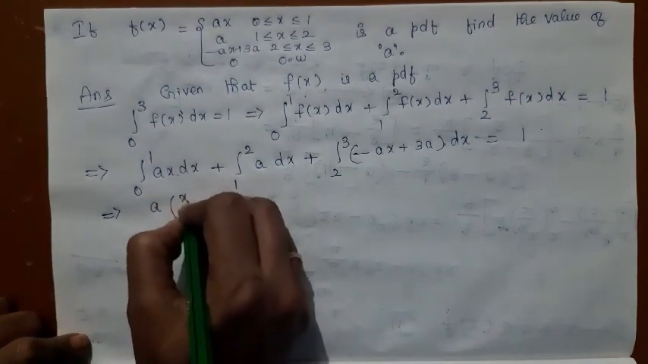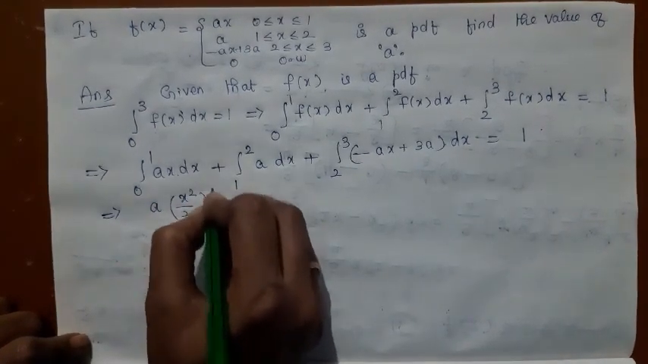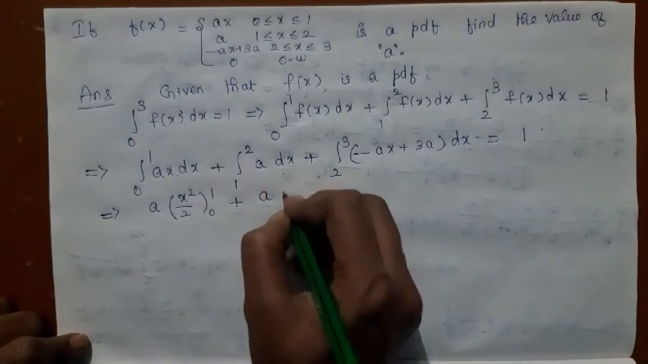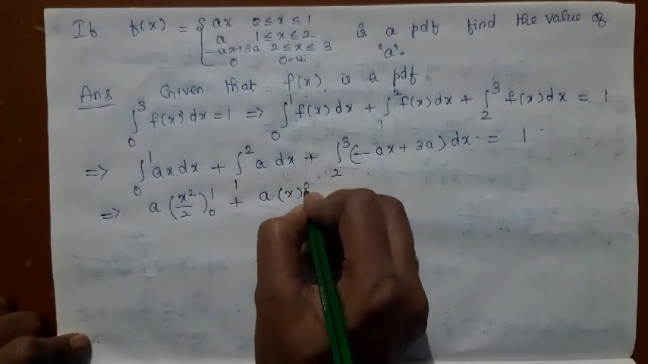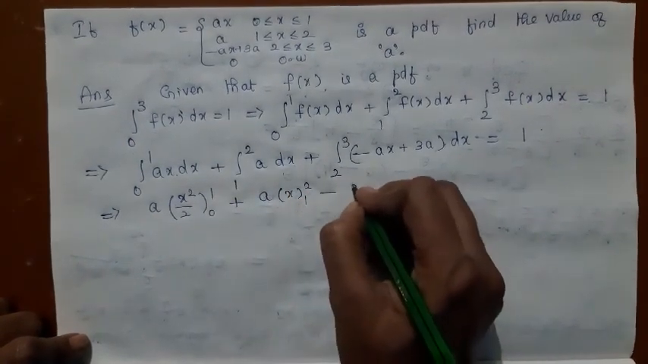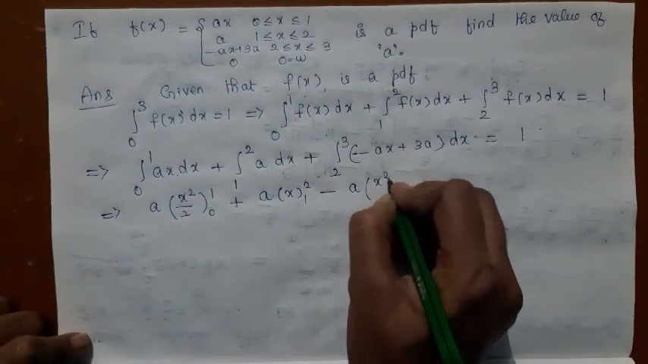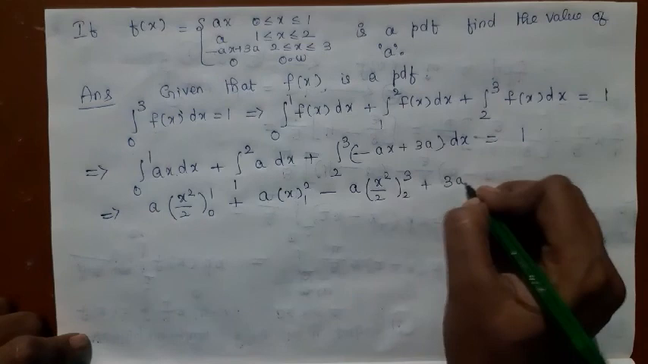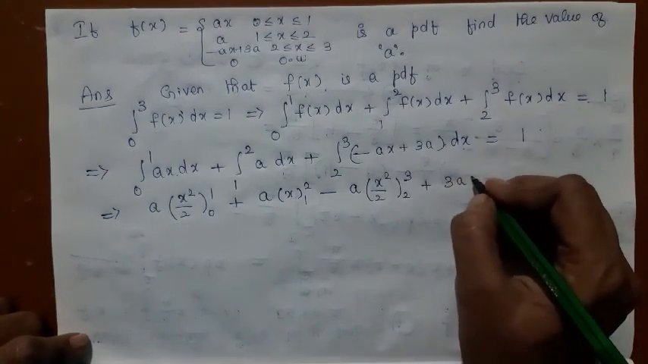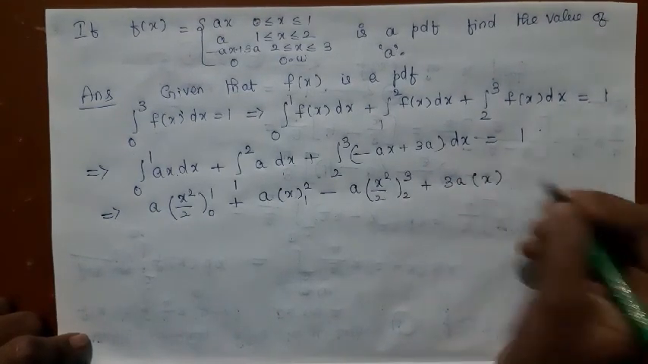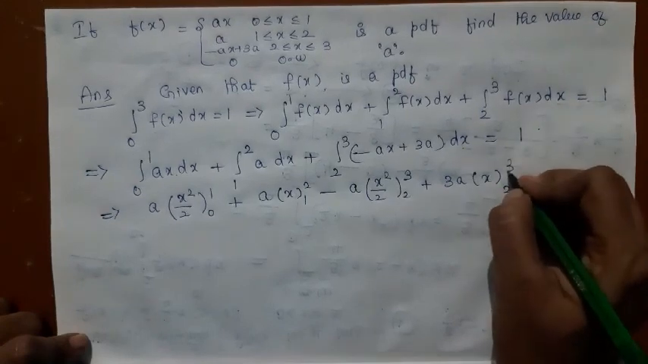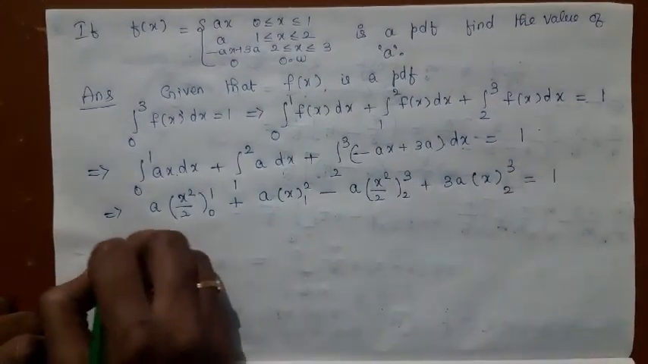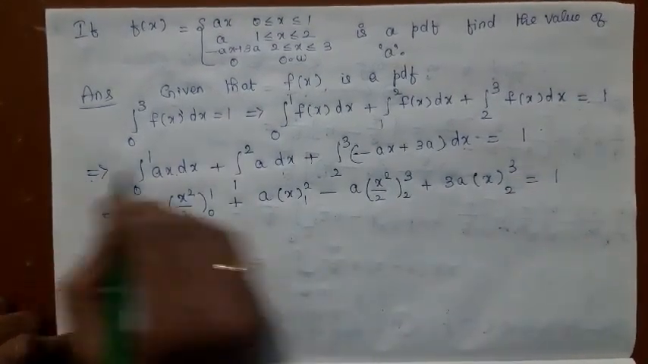So x on integration gives x square by 2. dx on integration gives x. Minus ax on integration gives x square by 2. 3a dx on integration, 3a is the constant, dx gives x. The limit is from 2 to 3. Okay, which implies, this is an equation.